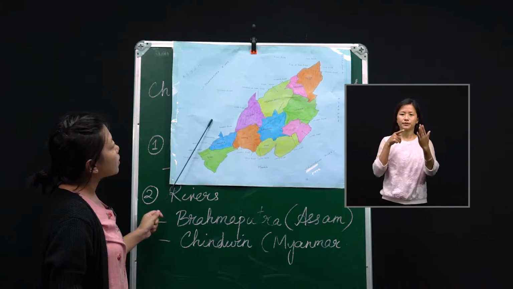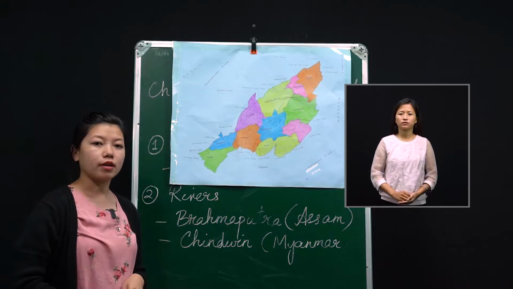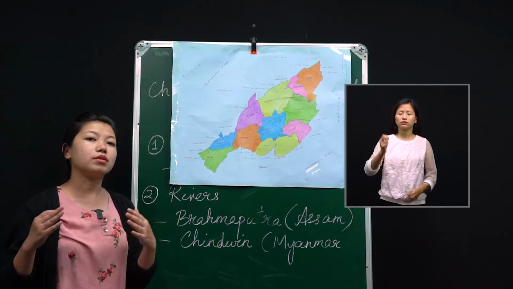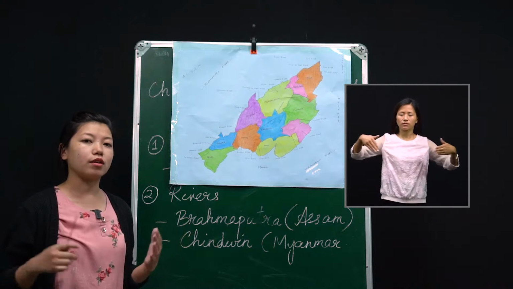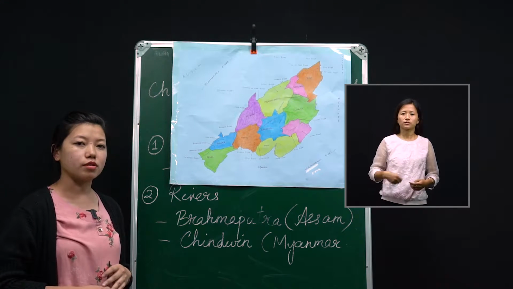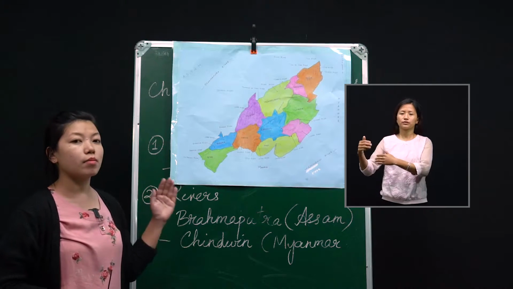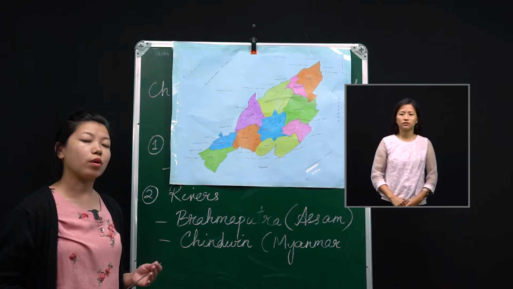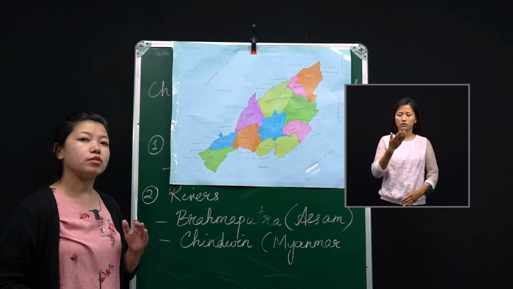Now let me begin with the mountain ranges. So what are mountain ranges? When two or more mountains line up together, they are known as mountain ranges. So here in Nagaland, the mountain ranges are divided into four. The first one is the lower mountain range.